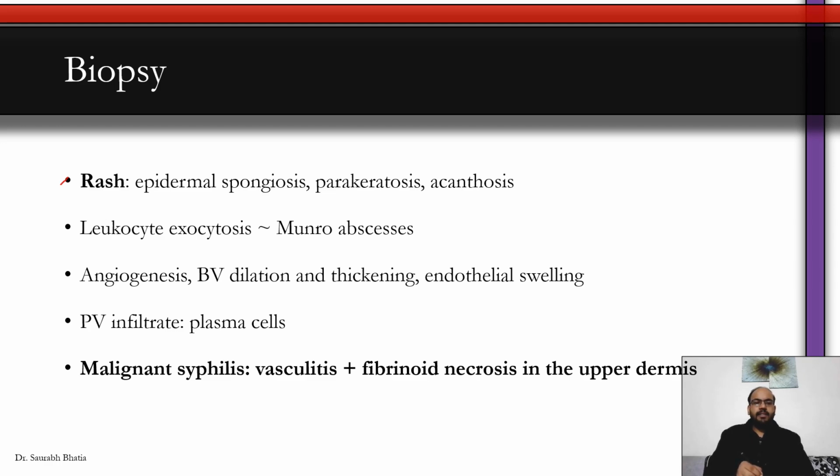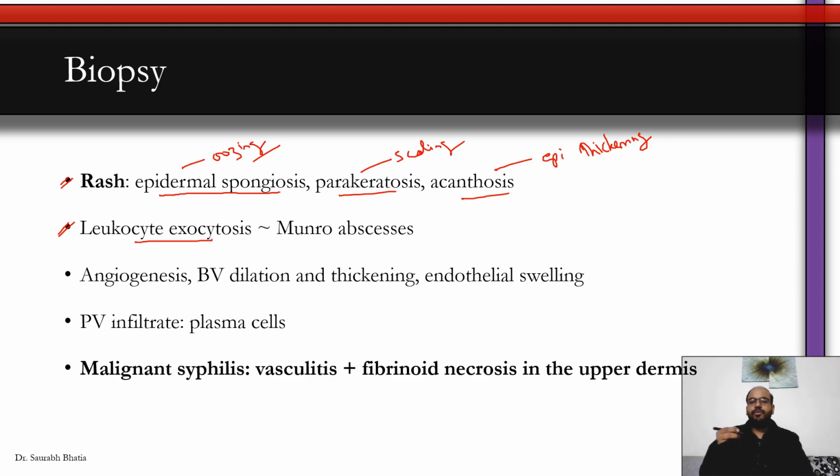The biopsy of the rash shows epidermal spongiosis, parakeratosis, and acanthosis. That means clinically this will show as epidermal thickening, this will show as scaling, and this will show a bit of oozing. Okay, so the rash shows epidermal spongiosis, parakeratosis, acanthosis. It also shows leukocyte exocytosis. That means migration of leukocytes within the epidermis, so much so that it can mimic Munro's abscess. So it mimics Munro's abscess.